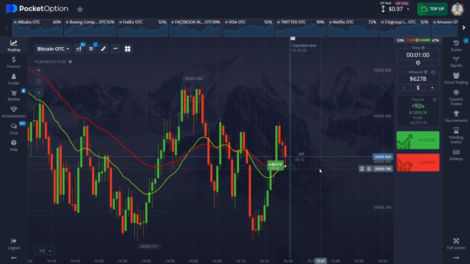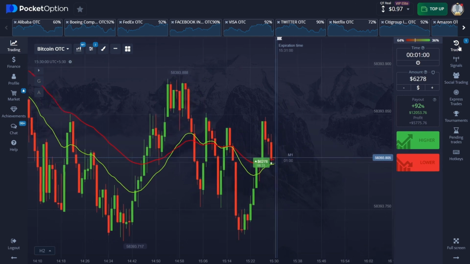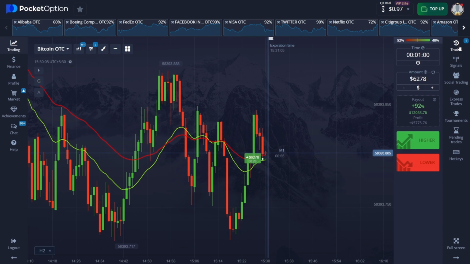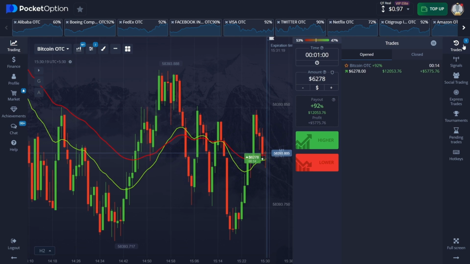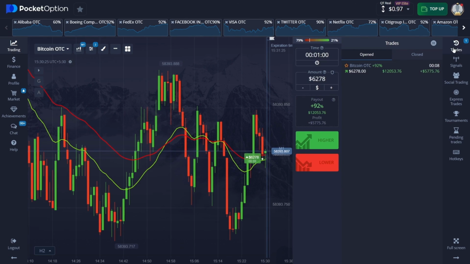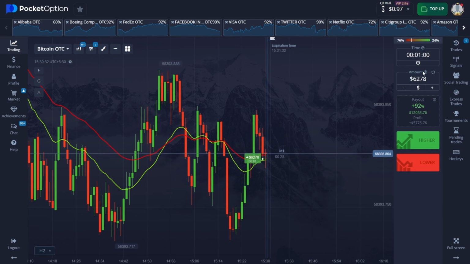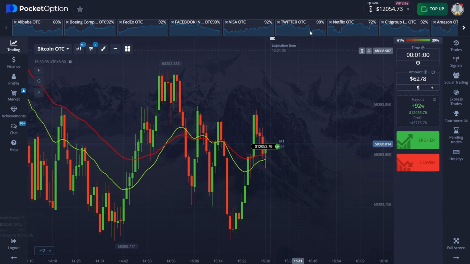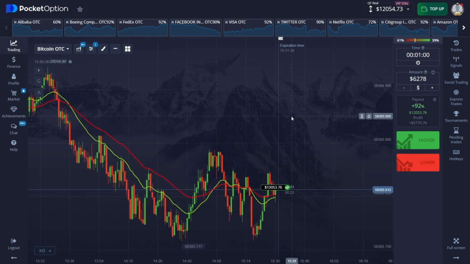The trade is in our favor with only 37 seconds left. We need this candle to be green to win the trade. This looks like a good trade. I don't think we'll lose it. With just 15 seconds left, the trade is still in our favor. Only 8 seconds left now. And it's a win. We've won another trade. Our balance is now $12,054 from $10.